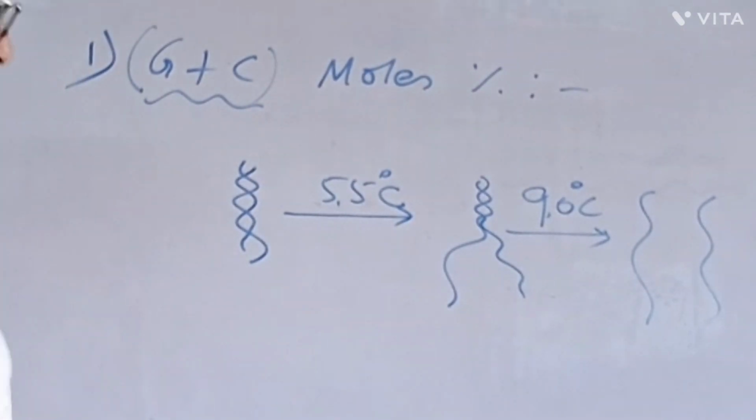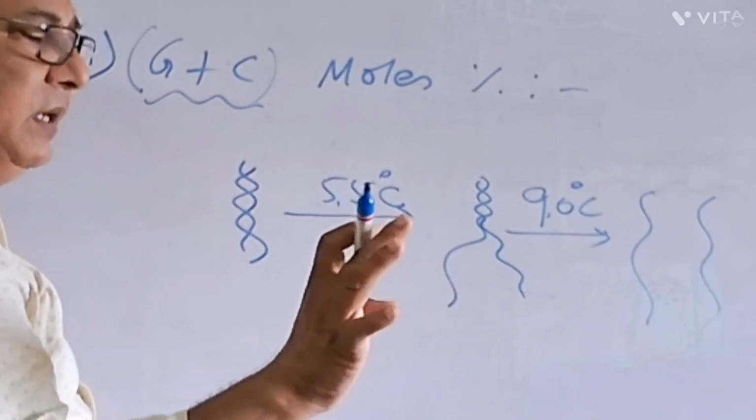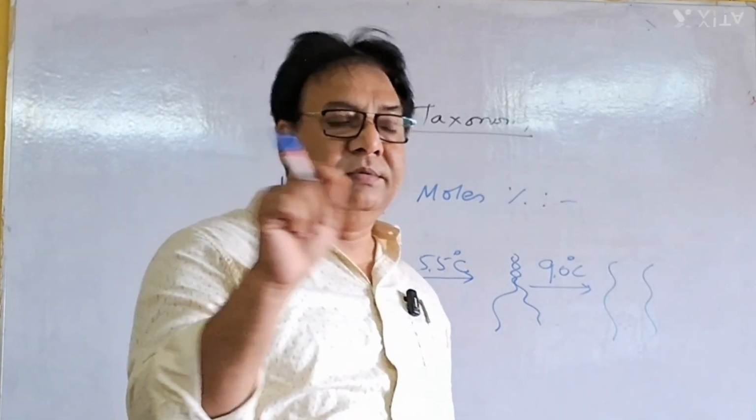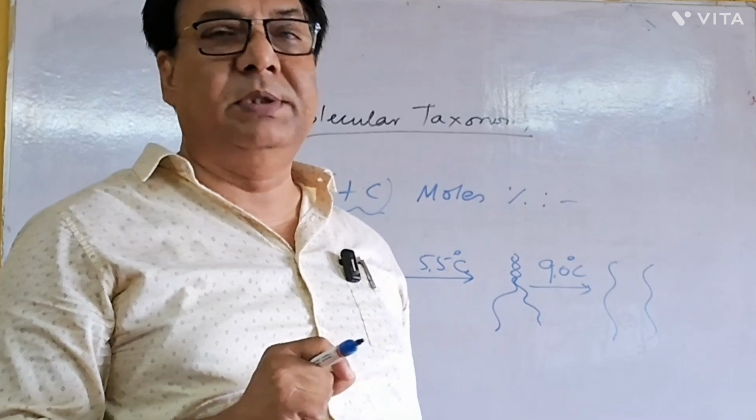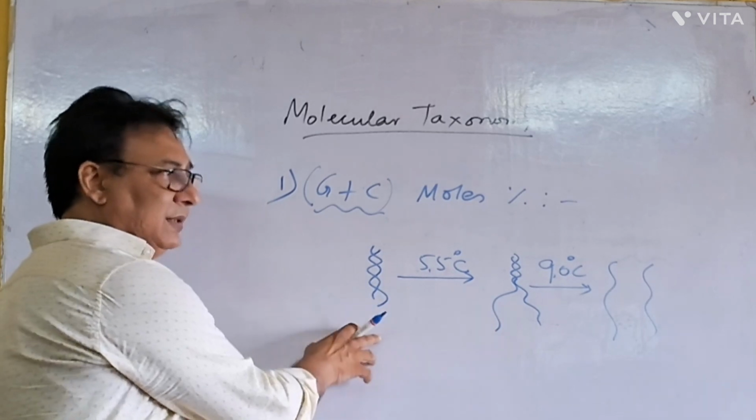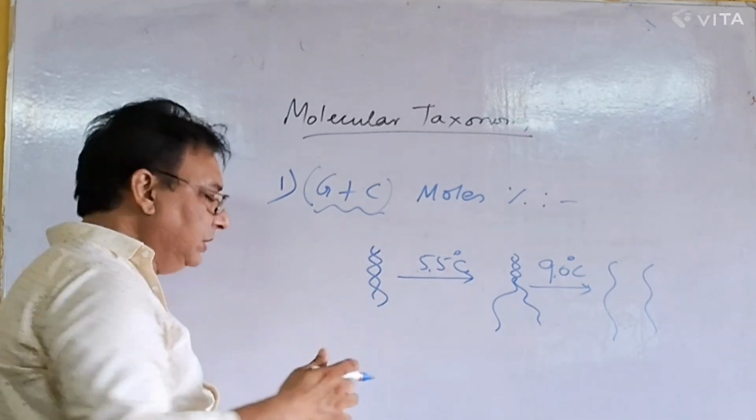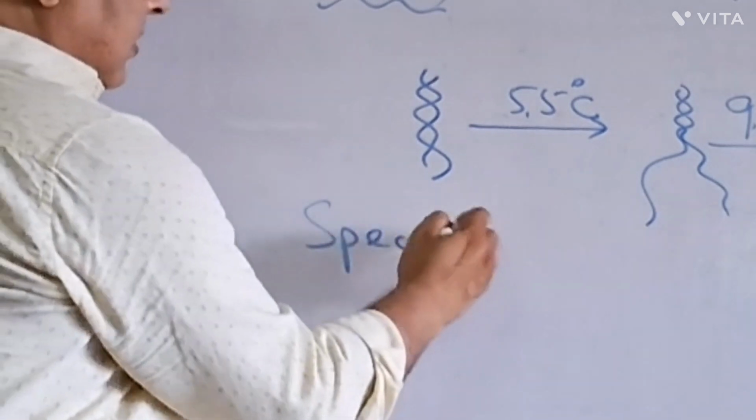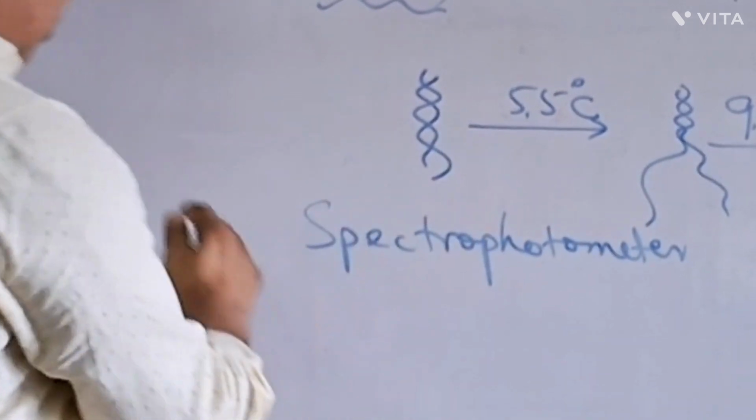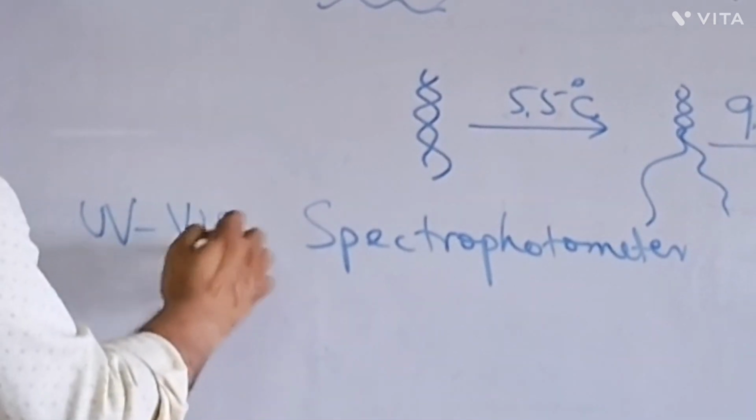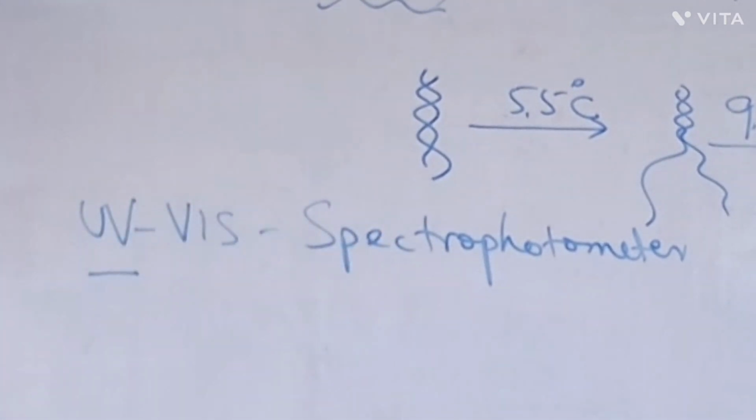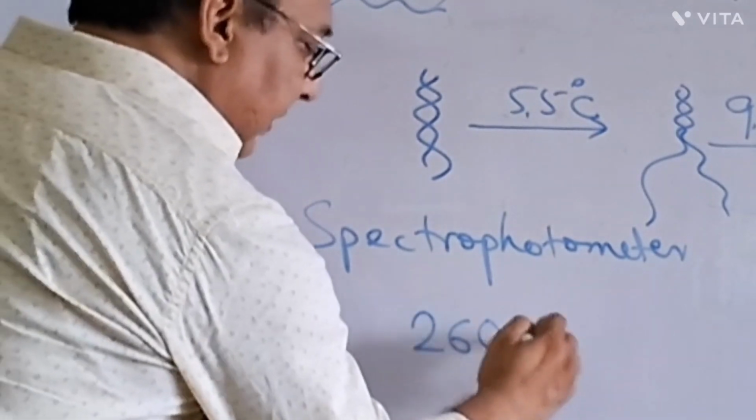Okay. So there is a temperature when it is half melted, isn't it? And how can you know that temperature when it is half melted? By measuring the absorbance of the DNA. If you measure the absorbance of the DNA when it is double-stranded, it will be less. How do we measure the absorbance? Using a spectrophotometer. So here you will need a UV spectrophotometer, a spectrophotometer of UV range, because you need to have 260 nanometer wavelength.